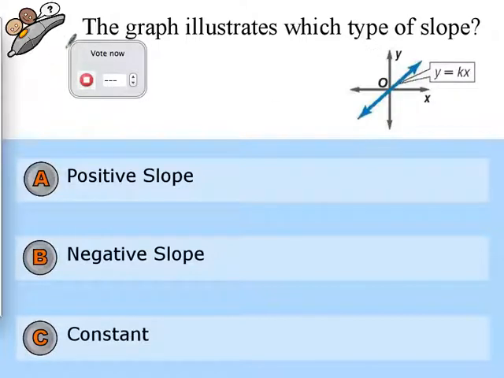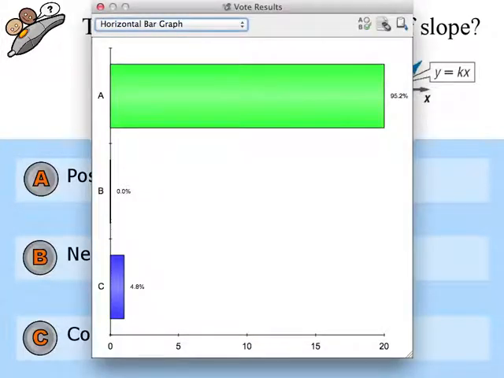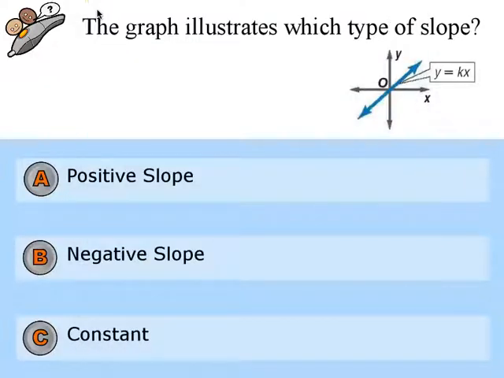This graph illustrates what type of slope? And the answer is A. Nice job. Now constant. Somebody asked me about constant. What would constant look like? A straight line across. Okay, it's going to go horizontal. It's not going to go up or down. Okay, that's something that holds its value.